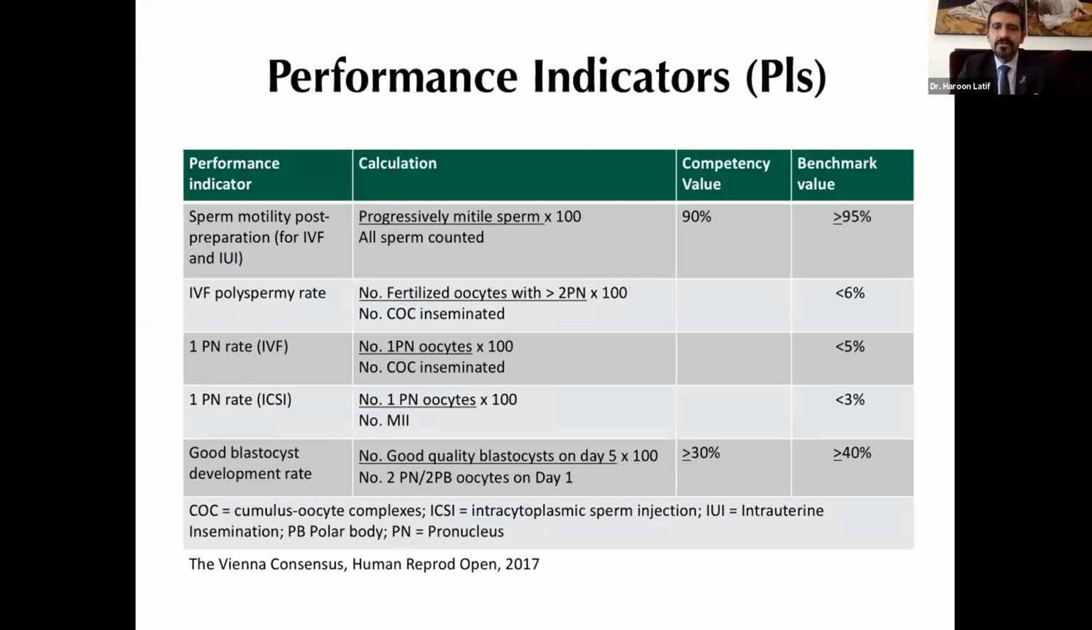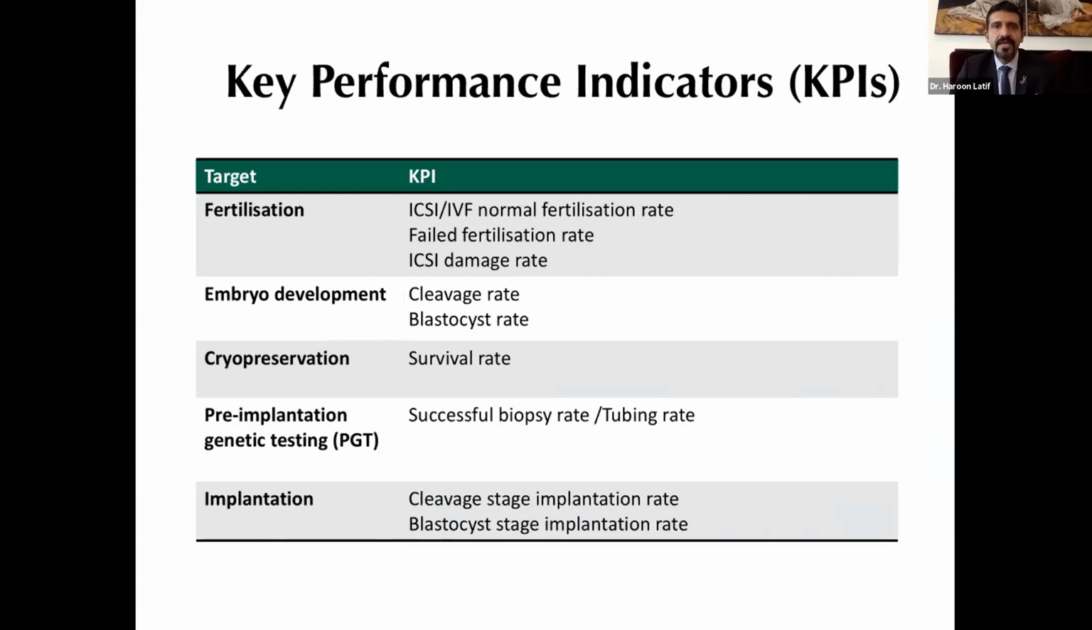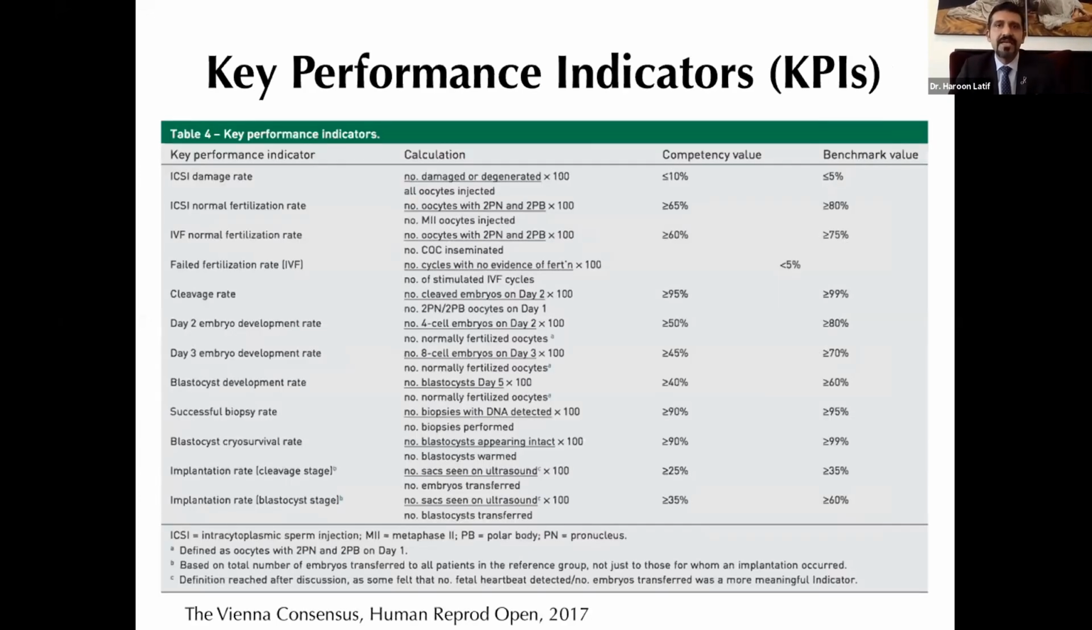Now coming to the core business of the ART, these are the key performance indicators, basically. These key performance indicators can be divided into 5 components, broadly speaking. Obviously, the first component is the fertilization rate. It could be the normal fertilization rate, the failed fertilization rate, or the ICSI damage rate. The embryo development rate for both cleavage and blastocyst stage embryos, the cryosurvival rate, and for our PGT cases, the embryo biopsy, the successful biopsy rate, or as we call it, the tubing rate, is important. I think Dr. Toshi is going to talk about it later on in the next presentation. And of course, the implantation rate for both cleavage and blastocysts. So these are the KPIs that need to be documented on a regular basis and addressed so that your lab is a KPI-driven lab.